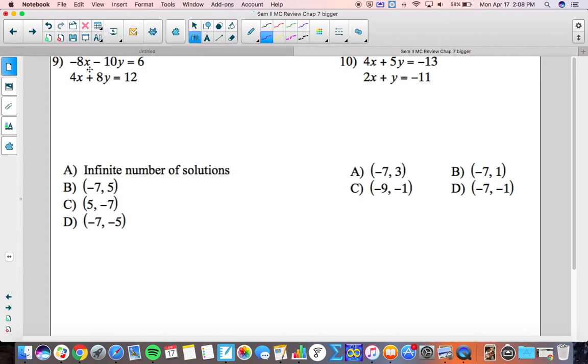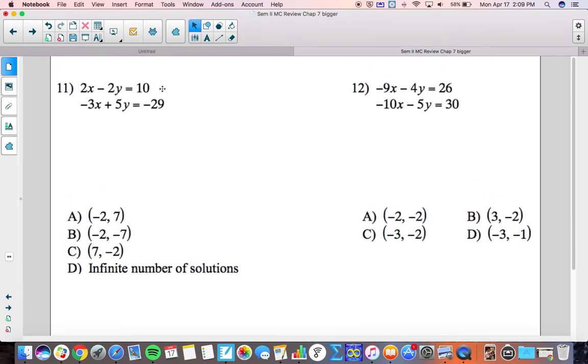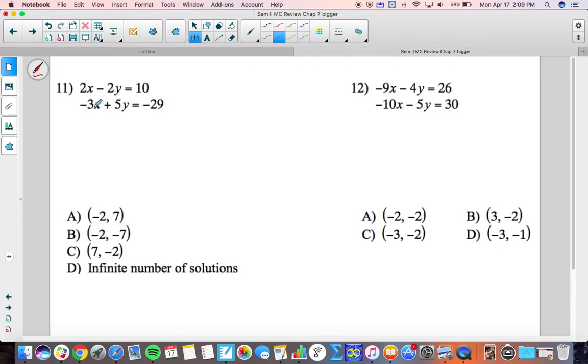Last idea. Sometimes you have to multiply both equations by something. I'll show you what that looks like here. Like in number 11. Well, the opposite of negative 3x. So when I look at the x's, I pick the number farthest away from 0. So negative 3 is farther away from 0 than positive 2. So what's on the opposite side of 0 from negative 3? Positive 3. They're opposite. So if I could make this a positive 3, that'd be great.